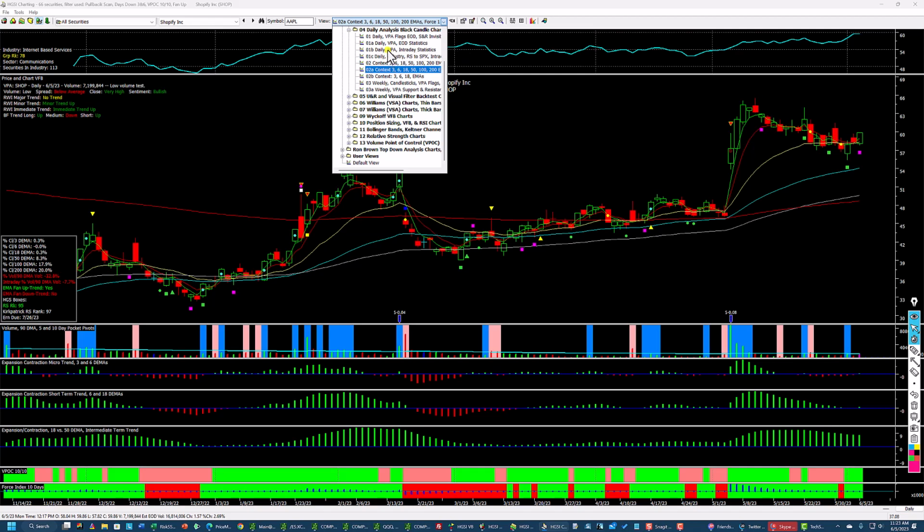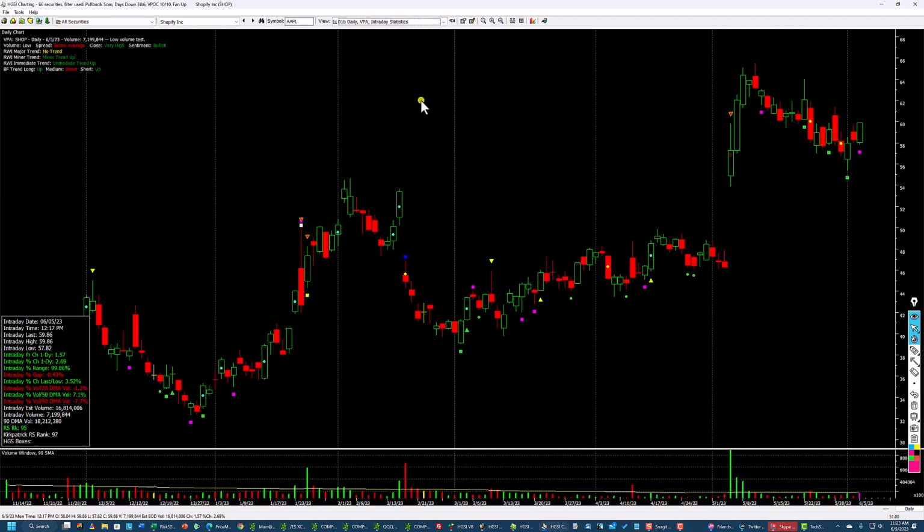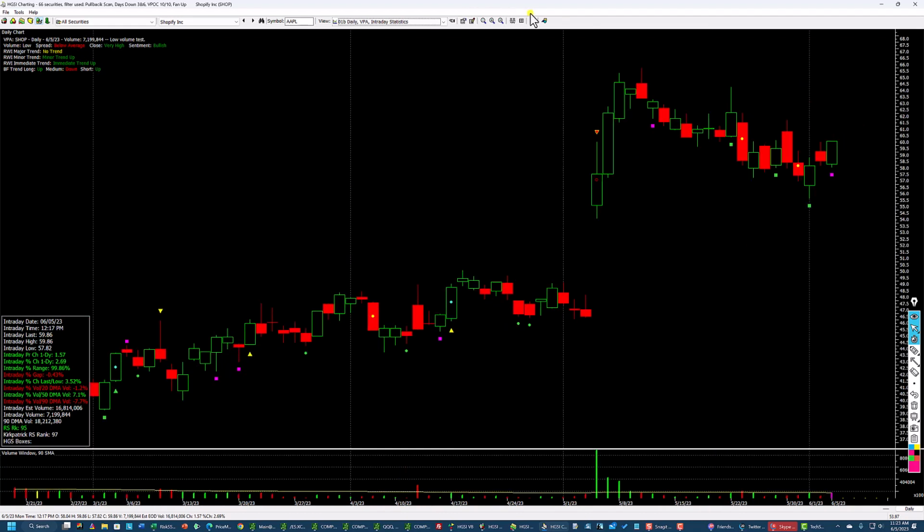I'm just going to go up here to the chart with the intraday statistics. I want to see if there's a lot of volume today. Really not a huge follow through on volume today, but let's say I'm still interested in this stock. I'm going to do an Alt+1, bring this tool up.